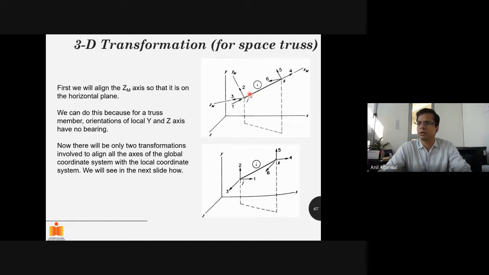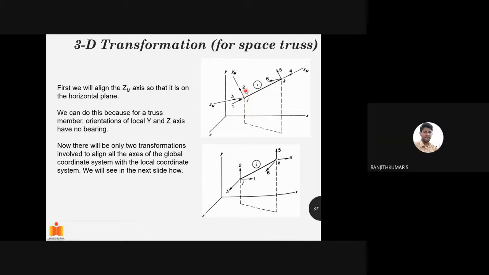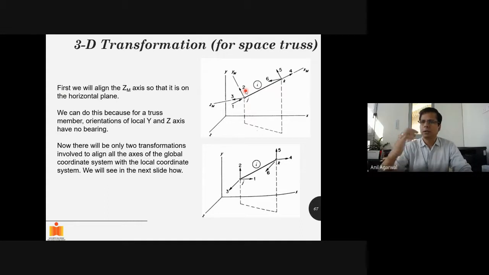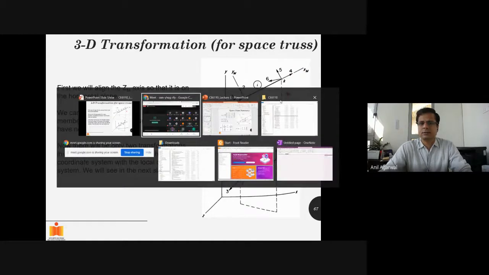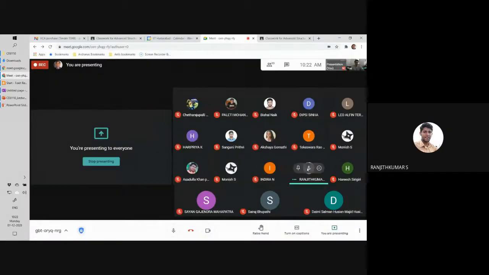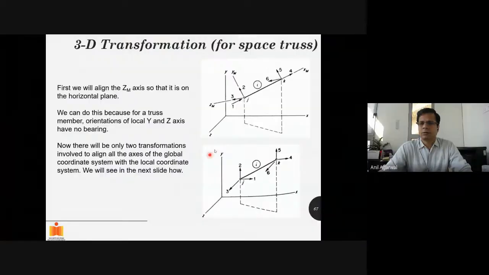Because it's a truss member, I can rotate the truss member about its own axis. What difference does it make, right? Because the only cross-section property that I'm going to use is its cross-section area. I cannot rotate about the y-axis or z-axis, because if I do that, I'm changing the coordinate values. But as long as I'm rotating only about the local x-axis, it is not causing any trouble.